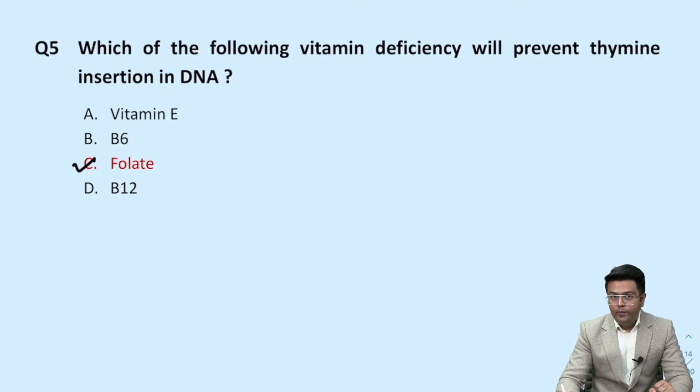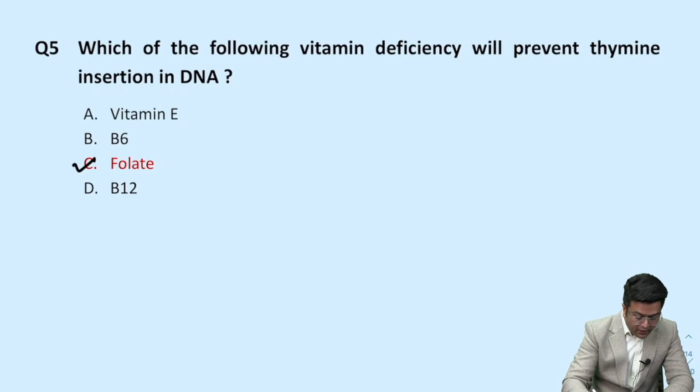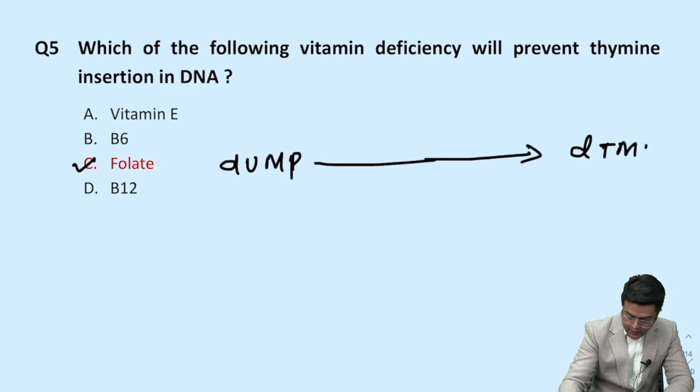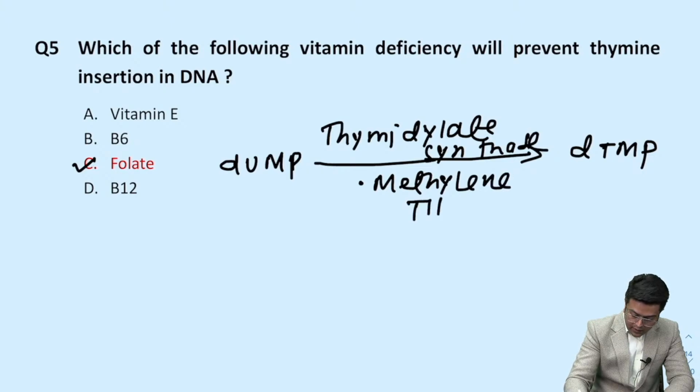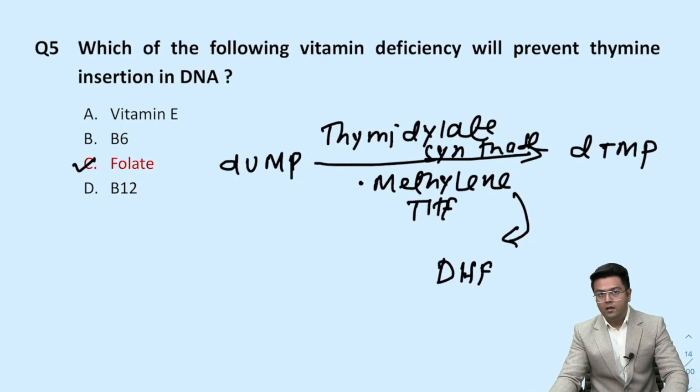Why? Because to make T from uracil, right guys, dUMP to dTMP, that is thymidine monophosphate, what we need is the enzyme called thymidylate synthase. And guys, what is the donor of the methyl group? That is methylene tetrahydrofolate, which converts into dihydrofolate. So that is the donor of the methyl group. That is why folate is the answer.